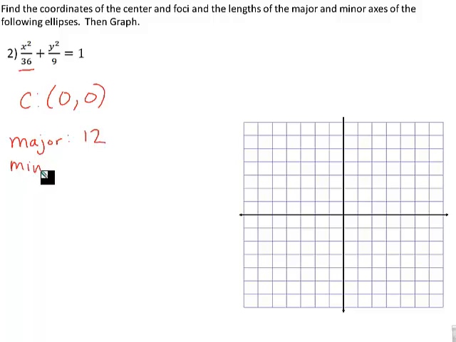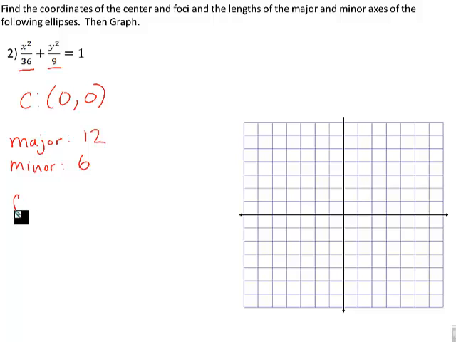Our minor axis is 2b. So here b squared is 9. So what would b be? 3. So 2b would be 6. From our standard form, a squared comes first and b squared is second. Our major is 2a and our minor is 2b. Yep, so we would multiply our a or our b value by 2.